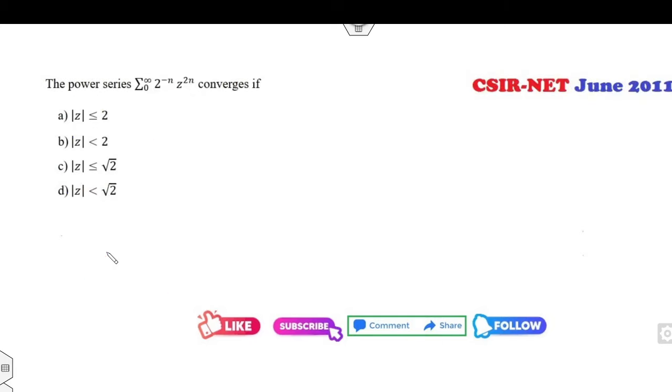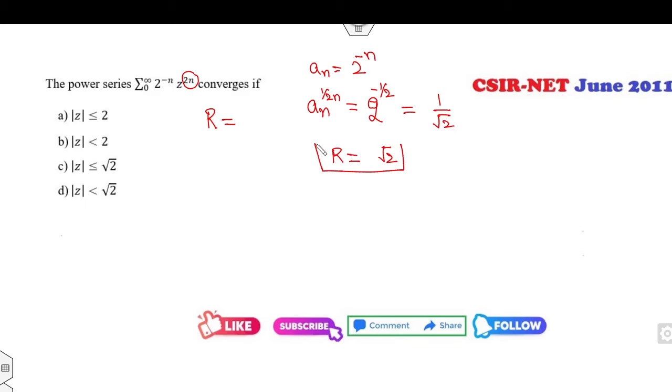Okay, look at this another one. The power series is convergent if, again, the first way is you can find the radius of convergence. I will tell you both methods. What is the radius of convergence? The power is 1 over 2n. It is 2 raised to power minus 1 over 2, so it will be 1 over root 2. So the radius of convergence is root 2. Center is 0. Therefore the power series is convergent at root 2.